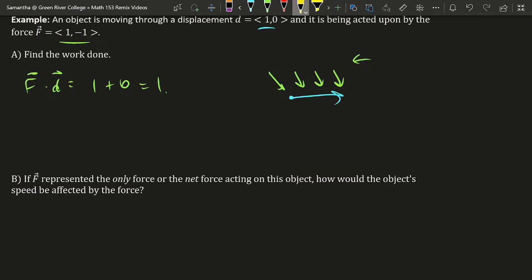I would venture to say that this force is going to cause this object to speed up, because there is overall an alignment between the force vector and the displacement vector.